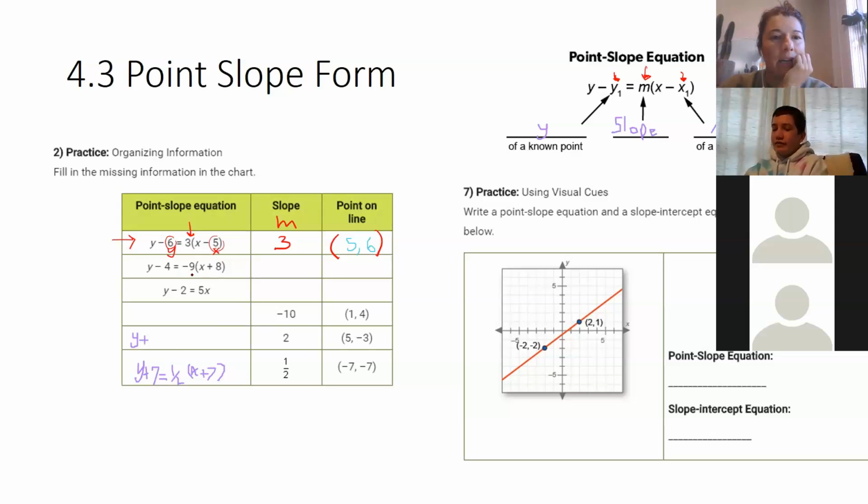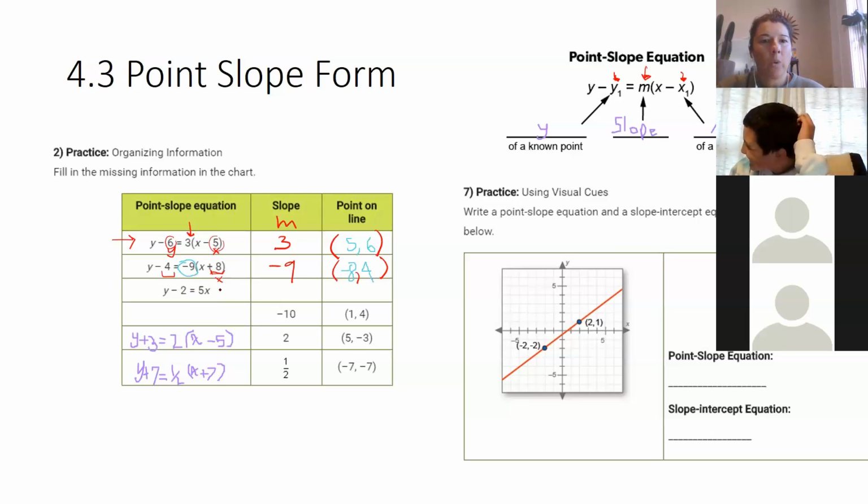All right, this next one down, our slope, -9, nice find. Okay, point on our line, make sure you have it in coordinate pair form. So it's the opposite. Nice catch. Our x value is the opposite. Good. -8. And our y coordinate is 4. Beautiful.